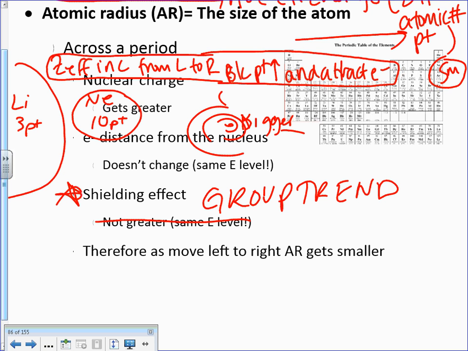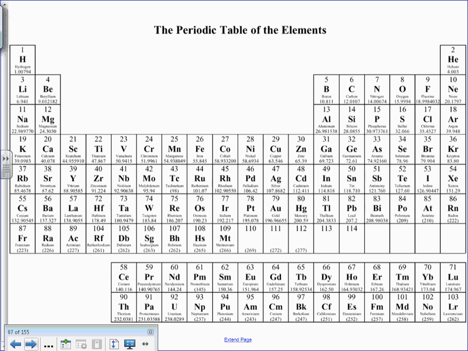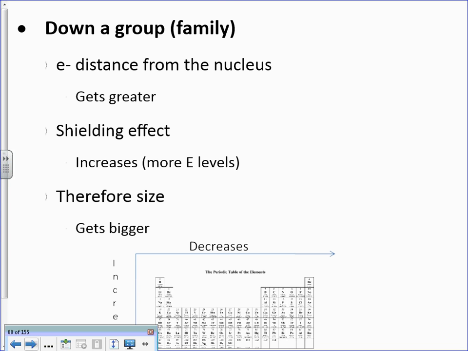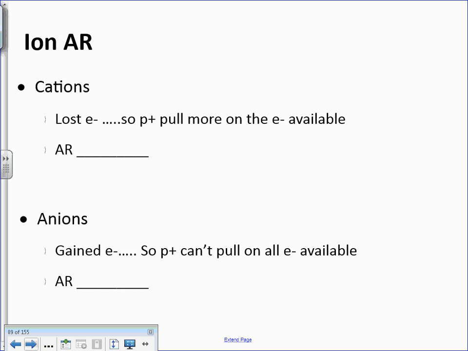Across the period, it's getting bigger this way because there's less ZEF on the left side, and it's getting bigger down the group because there are more energy levels. That's it for atomic radius. We have one more part of atomic radius, and that's the ions. The ions we just talked about, gaining electrons and losing electrons, are related. So ionic size follows the same general trend. But we have to figure out why a cation and an anion are differently sized than the parent, the actual atom they came from.